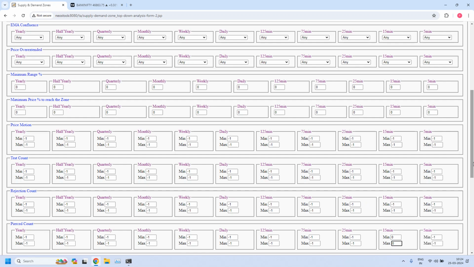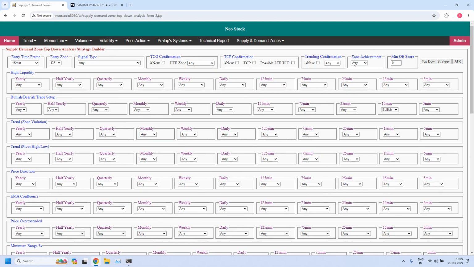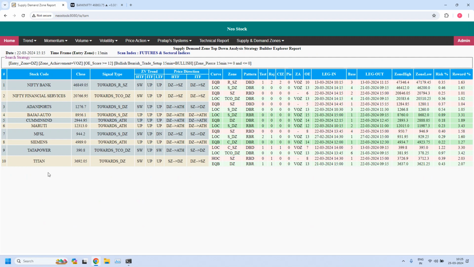Now we will set two more parameters. One is zone achievement, that should be violated opposing zone, and a minimum odd enhancer score should be 12 for bullish or bearish trade setup. Now let us filter the stocks. Now all these 10 stocks are currently supporting bullish trade setup for daily income trade. So let us pick up one stock from this list.